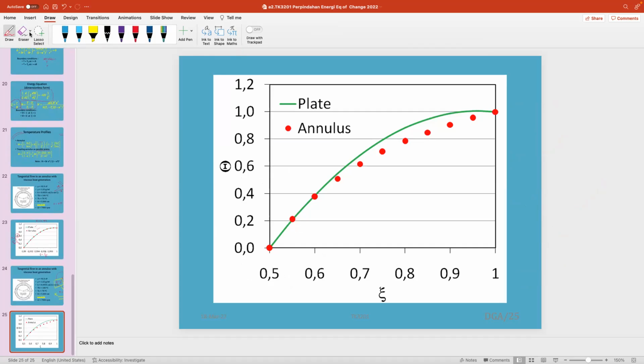So if it is in a low K, which means K equals 0.5, r divided by R, you see that from here to here it has a difference in the predicted profile. This one is using the annulus equation, and this one is using the plate equation.